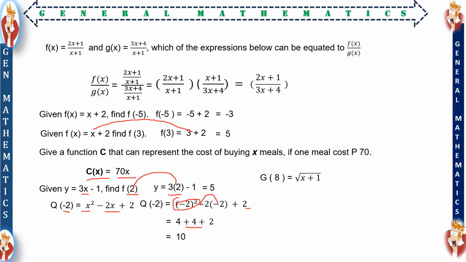Next, how about kung ang atin pong function g of x is equals to the square root of x plus 1, yung kanyang value ng x is 8. Palitan lang natin yung x dito ng 8. So, this will become 8. Add natin, 8 plus 1, that's equals to 9. Then, kuhanin natin yung square root ng 9, that's equals to 3. That's your final answer.